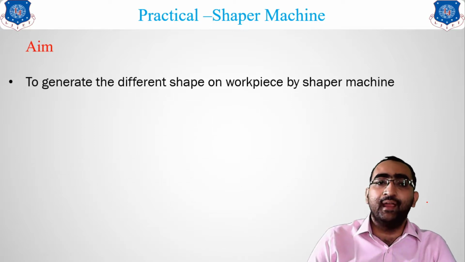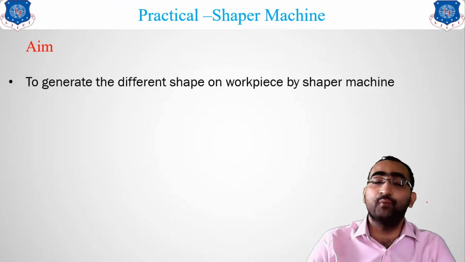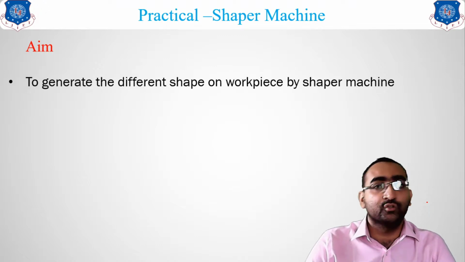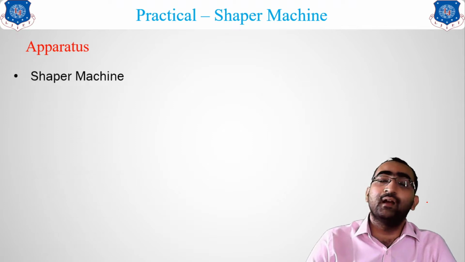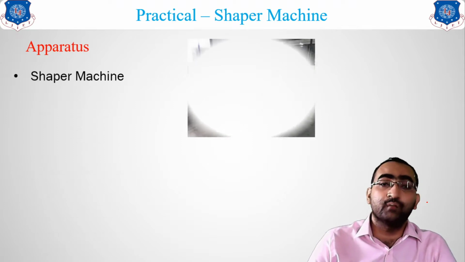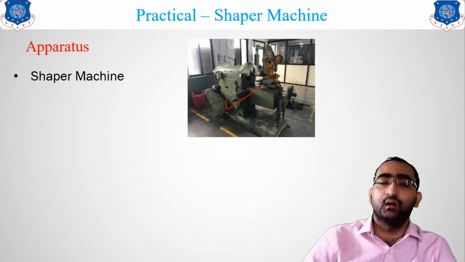So what will be the aim? To generate different shapes on the workpiece with the help of the shaper machine. For that, what apparatus do we require? We require the shaper machine. This is the shaper machine on which we are going to work.